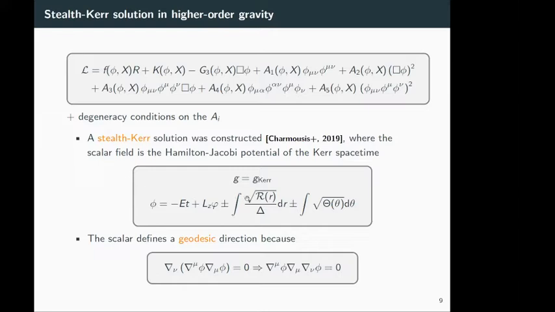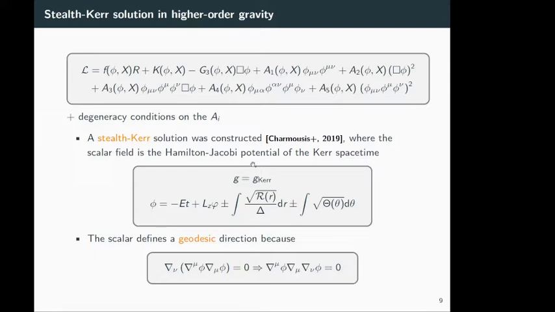A stealth solution is, so here you have the metric field and the scalar field. It's a scalar tensor theory, and it's called stealth because there is a solution where the metric itself is exactly the same metric as GR. So there is a non-trivial scalar field on top of the solution, but it doesn't modify the GR metric. The scalar field doesn't have a direct influence, but it's there and it's non-trivial. They built this solution where the scalar field itself is actually the Hamilton-Jacobi potential of the Kerr spacetime.